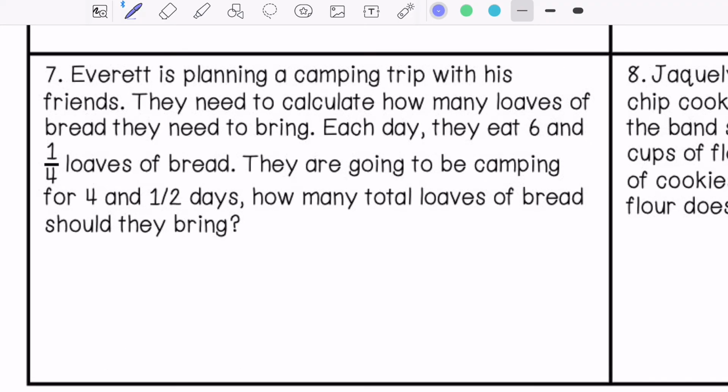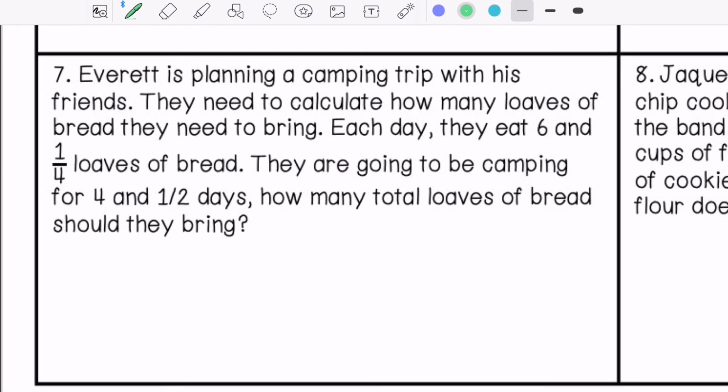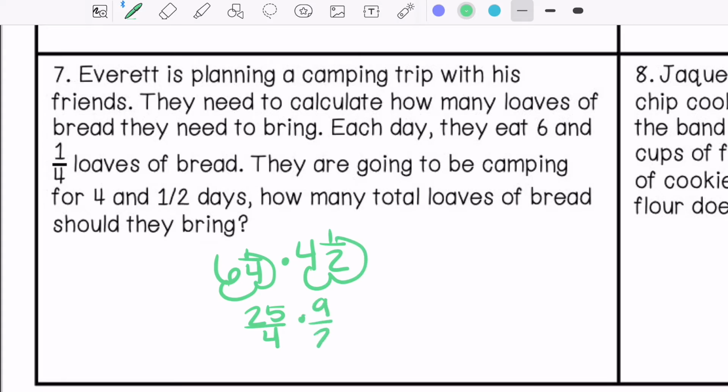All right, Everett is planning a camping trip with his friends. They need to calculate how many loaves of bread they need to bring. They eat 6 and 1/4 loaves of bread each day. They are going camping for 4.5 days. How many total loaves of bread will they bring? So I'm going to convert these. 25 over 4 to 9 over 2. I don't see any greatest common factors other than 1. 25 times 9.